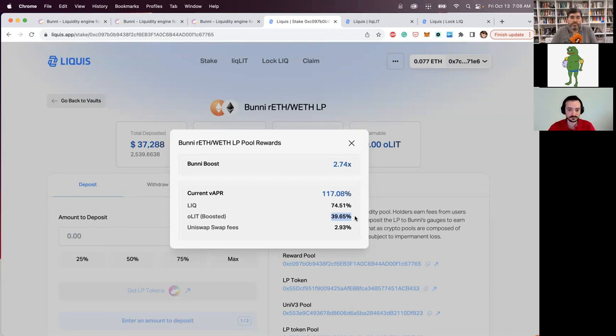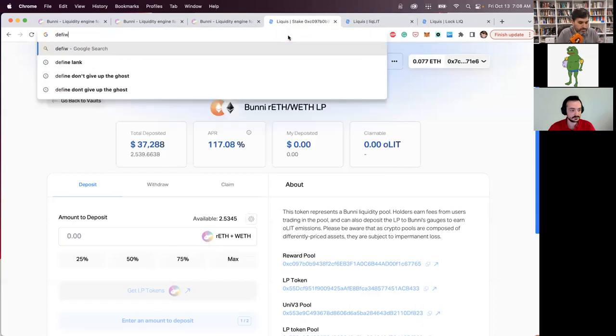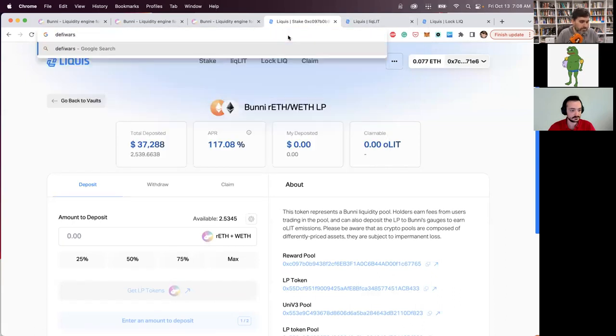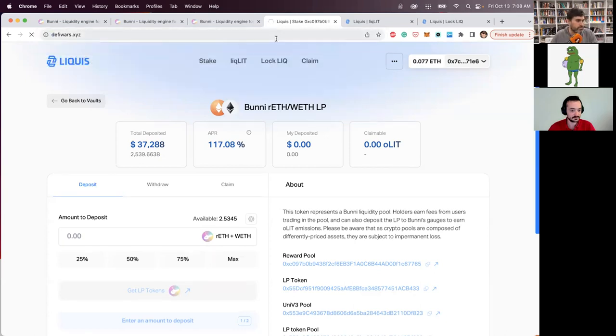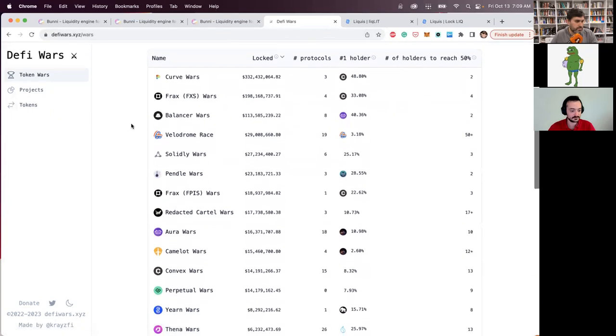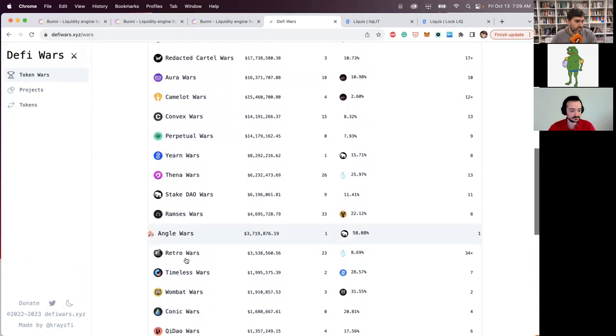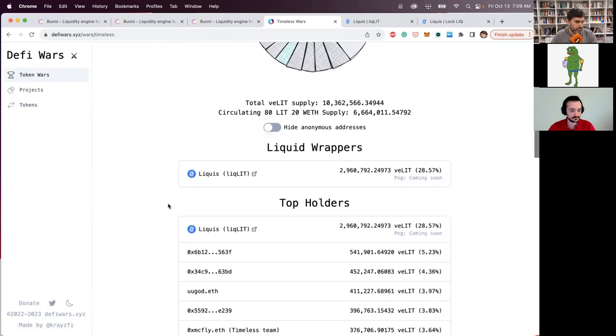You can go quickly into the browser and type in DeFi Wars, because that's where you can see DeFiWars.xyz. Boom. Exactly. You can scroll down, and then you will find Timeless somewhere. A little bit more. Yeah, there, Timeless Wars. And there you will see our logo. You can click on it. Exactly. Now you will see who holds how much vELIT.